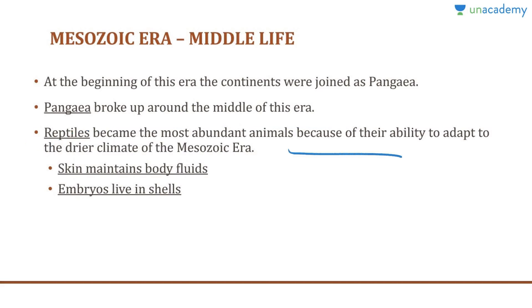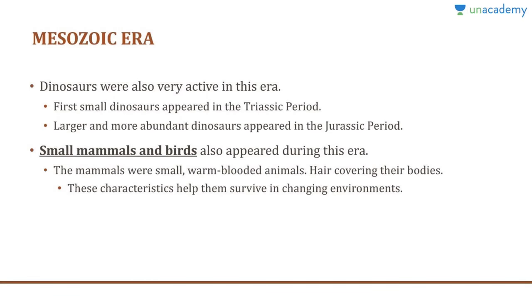Why? Because of their ability to adapt to the drier climate prevailing during the Mesozoic era. This was because their skin can maintain body fluids and their embryos live in shells. So these are just the adaptations to acclimatize to the dry climatic conditions of the Mesozoic era. Here dinosaurs were very active. These dinosaurs appeared first in the Triassic period, which is a period in the Mesozoic era. Larger and more abundant dinosaurs appeared in the Jurassic period.